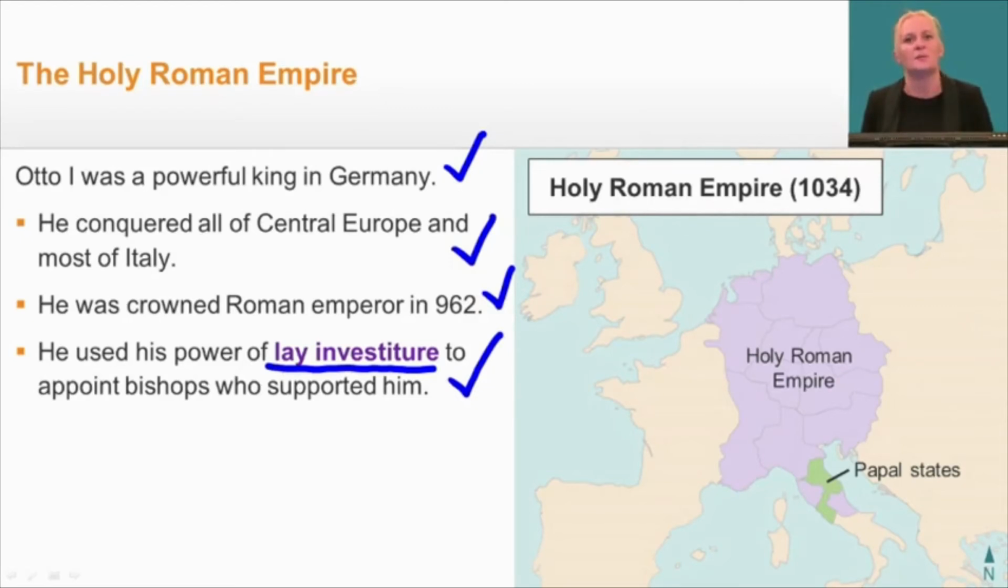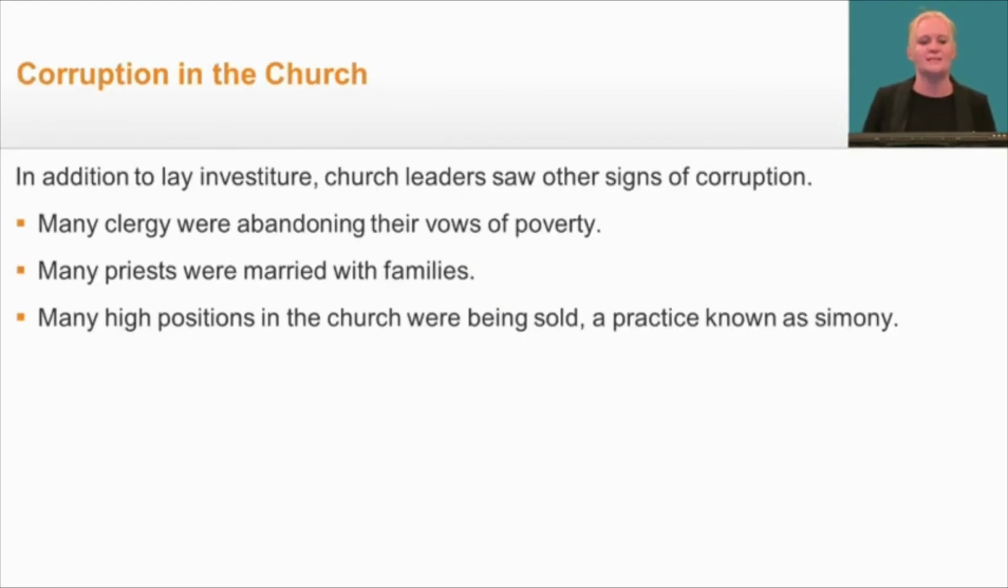Also, now that the church is getting these wealthy lands, growing their wealth and their power and their influence, one of the side effects was that there became more corruption in the church. In addition to lay investiture, church leaders saw other signs of corruption, such as many of the clergy abandoning their vows of poverty. They started to say, we don't want to live such a pious life anymore. We want to have some of these nice things that are suddenly coming in as well.